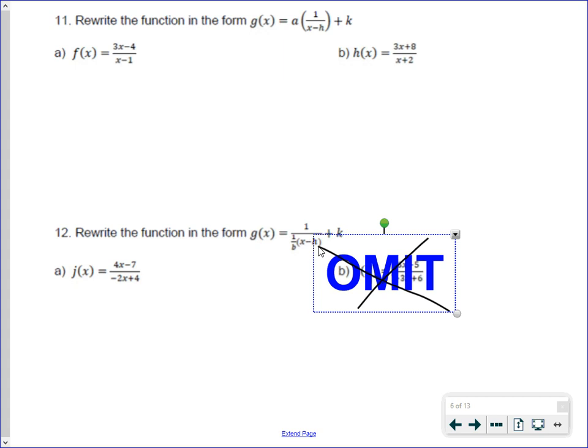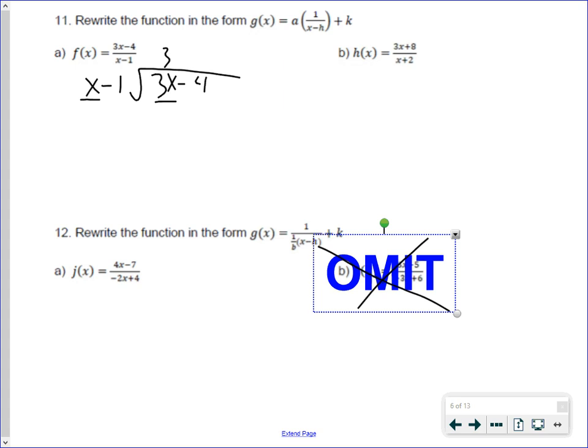So for 11A, we're asking you to rewrite the function in the form g of x equals a times 1 over x minus h plus k. So to do that, when we're given a polynomial over another polynomial, we're going to divide the top by the bottom. So we have 3x minus 4, all divided by x minus 1. We want to see how many times x goes into 3x. Or in other words, x times what gives you 3x? x times 3 gives you 3x.